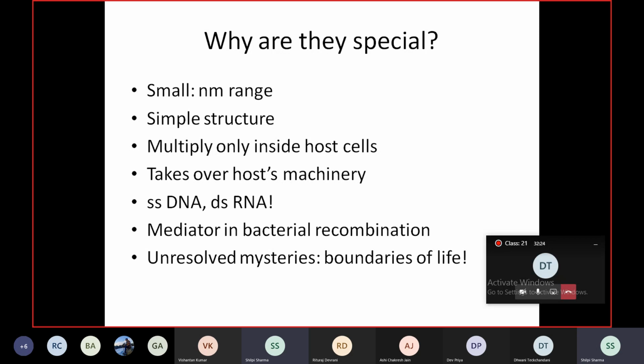Now, a virus particle outside its host, when it is in the non-living form, is called a virion. So basically, it's an extracellular phase. But when a virus is inside a host cell, it has the ability to take over the host's machinery, and in fact, it dictates the host to work for its benefit.